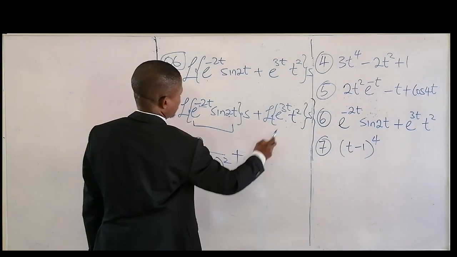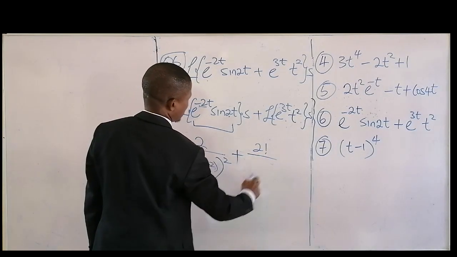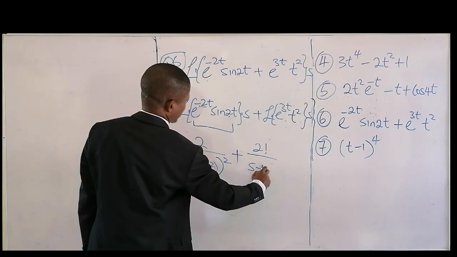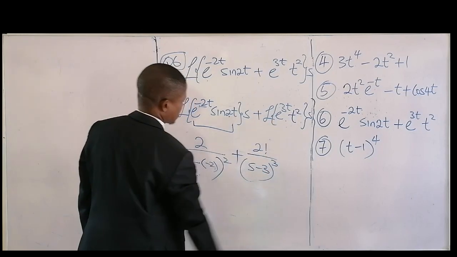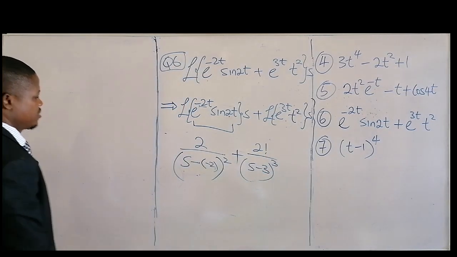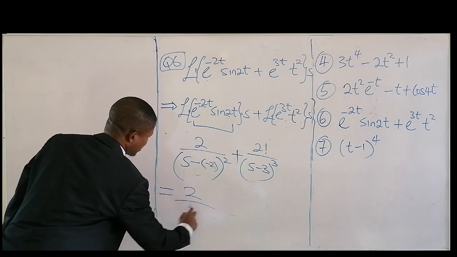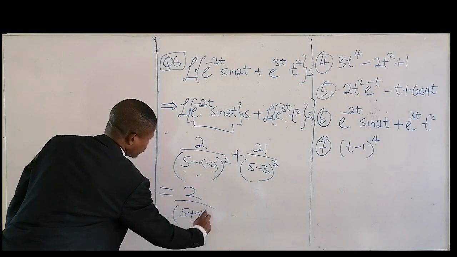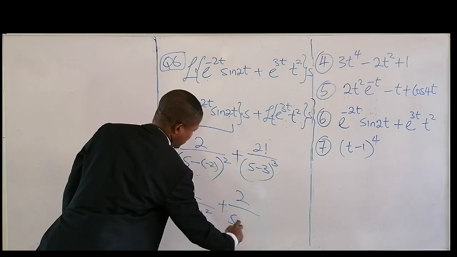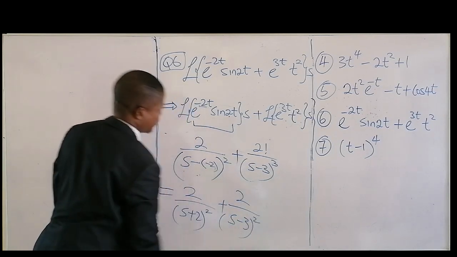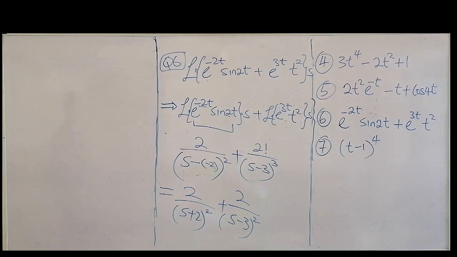Then this one will be 2 factorial over x minus 3. What do you have here? 2 plus 1, that's 3. So on the final note, the answer will be 2 over x plus 2 squared, then plus 2 factorial, which is 2, over x minus 3 cubed. And that finishes that question.